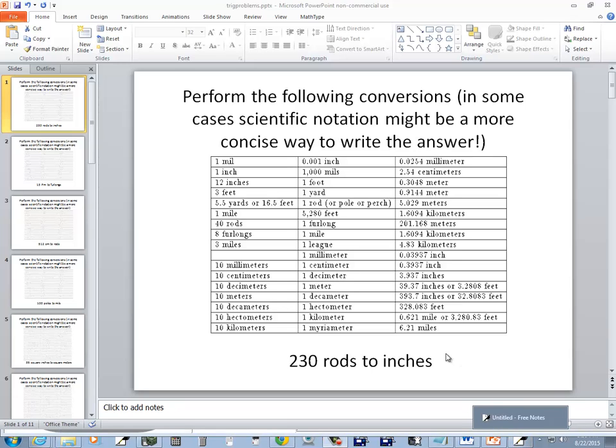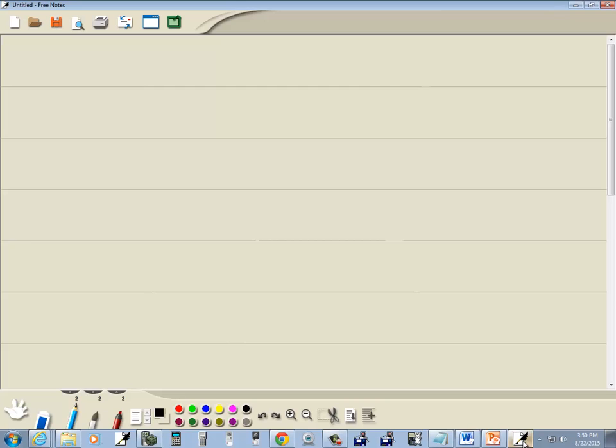Let's perform the following conversion. We will go from 230 rods to inches. So we've got 230 rods, and we want to take that to inches. Well, with dimensional analysis, we always take what we're starting with, which is 230 rods, and you put it over 1. You create a fraction.